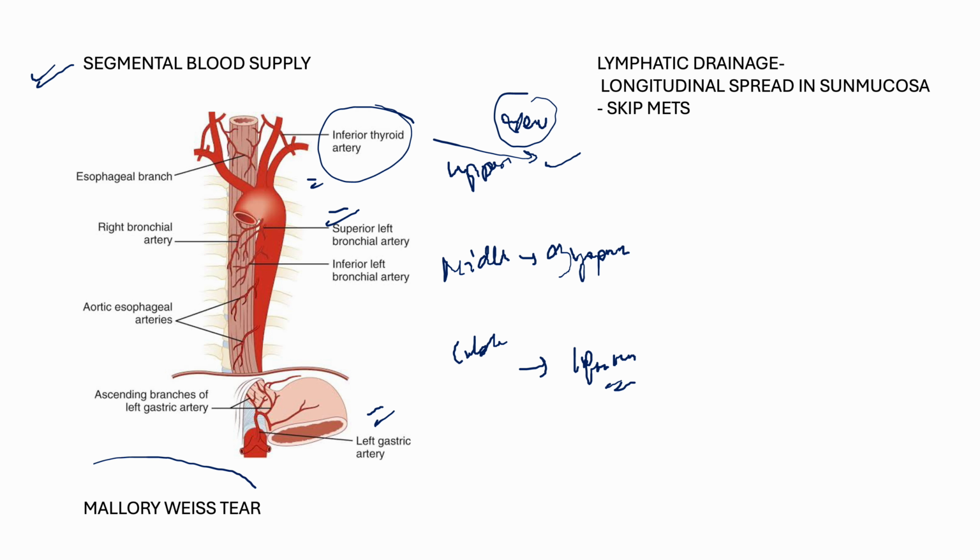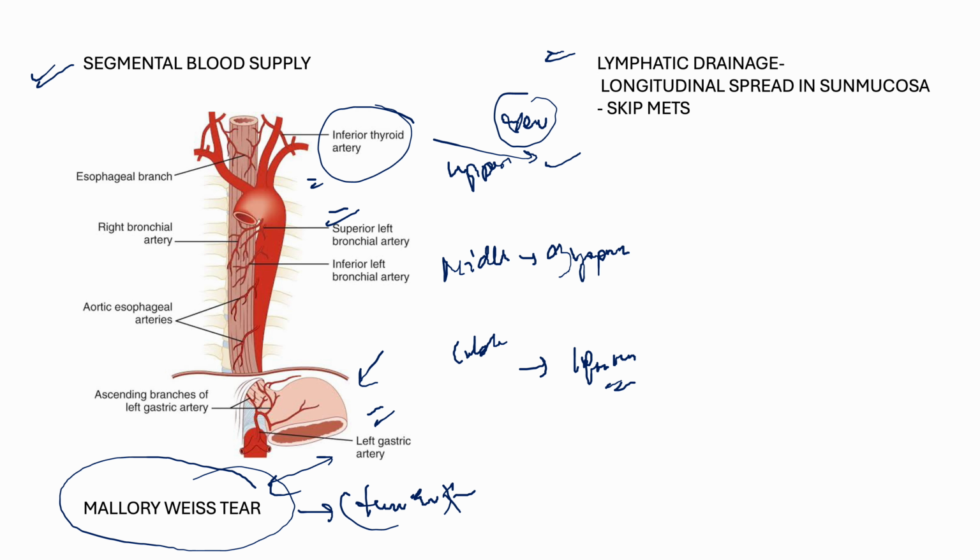Okay, now Mallory-Weiss tear. What is a Mallory-Weiss tear? There is a tear in the lower part of the esophagus, and they ask you what is the artery involved in it. So we all know that the lower part of the esophagus is supplied by the left gastric artery. So the artery that is involved in Mallory-Weiss tear is the left gastric artery.